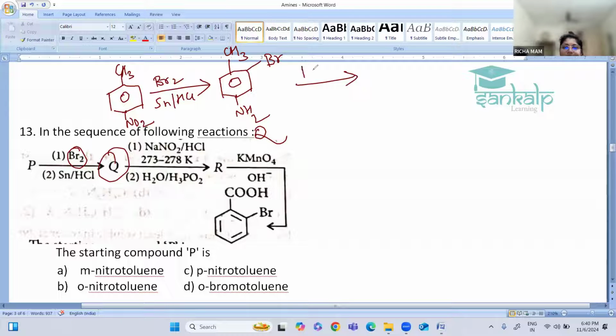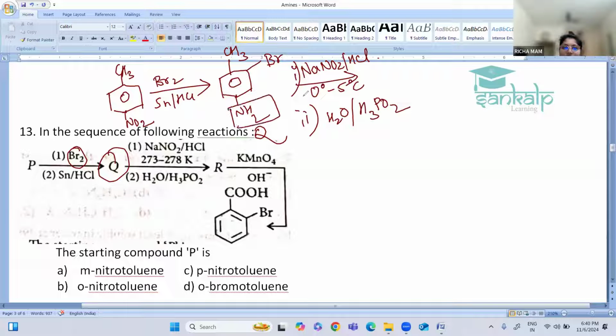Further, it is treated with NaNO2 in the presence of HCl at 0 to 5 degrees Celsius. This is the first step, followed by H2O in the presence of H3PO2. What am I going to get? Your NH2 group will get diazotized.